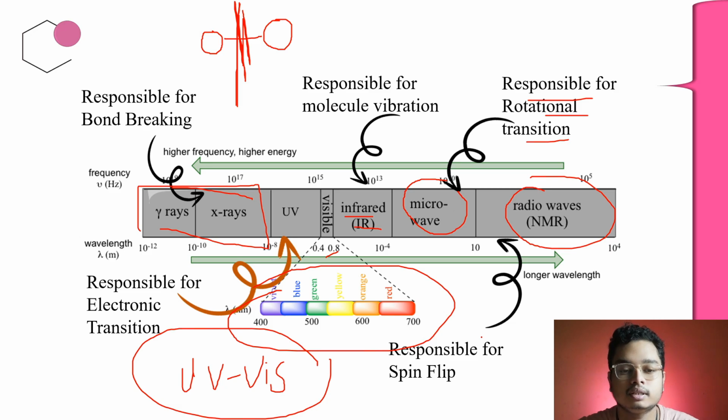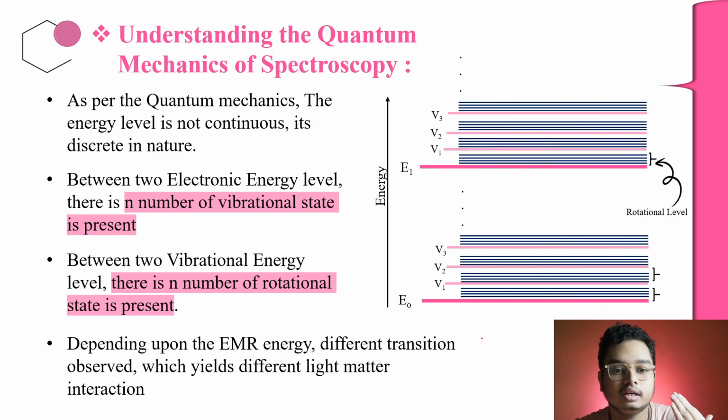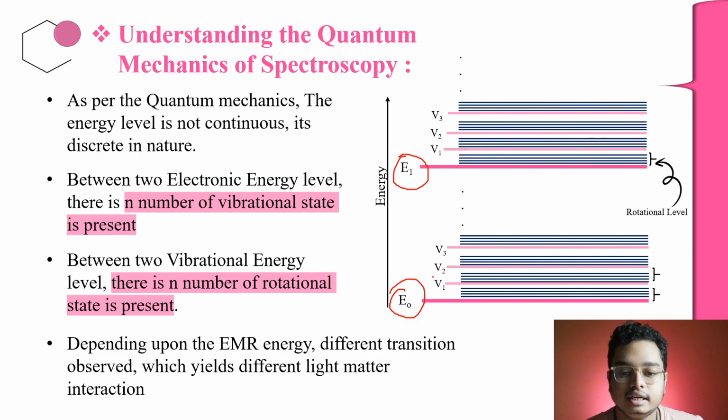Now let us talk about the quantum mechanics, or understand the quantum mechanics of spectroscopy. As I already discussed, these are the two electronic energy states. Between these two electronic energy states, there is an n number of vibrational energy states, and between two vibrational states, there is an n number of rotational energy levels.